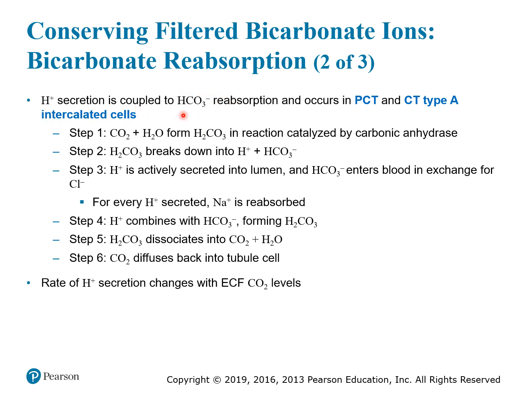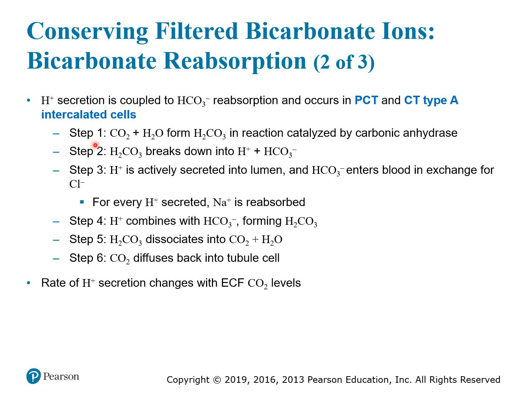Hydrogen ion secretion is coupled to the bicarbonate reabsorption and first occurs in the proximal convoluted tubule and then in the collecting tubule type A intercalated cells. Remember when we did the anatomy of the collecting tubule, we learned that there are two types of cells in the collecting tubule, principal cells and the intercalated cells. Then we learned that there are two types of intercalated cells, type A and type B. So these type A cells are important in the secretion of the hydrogen ions.